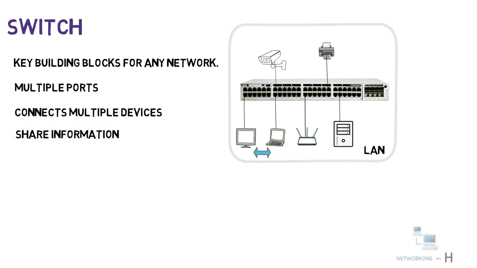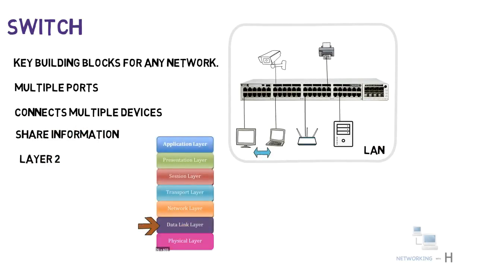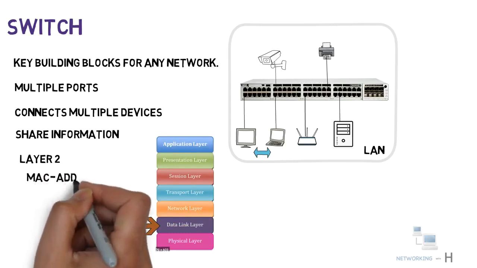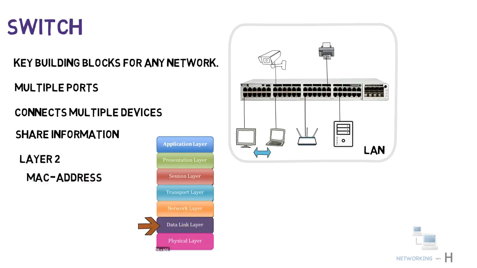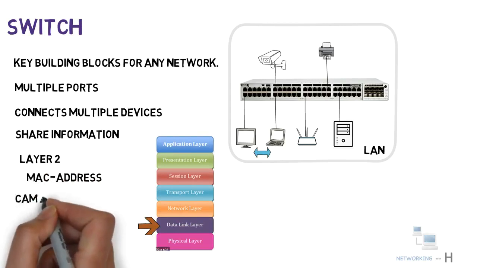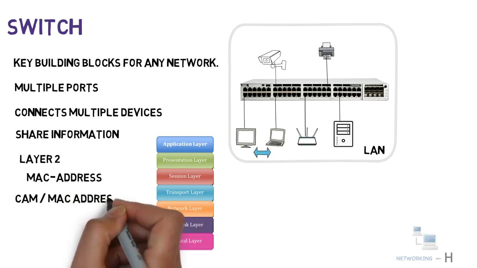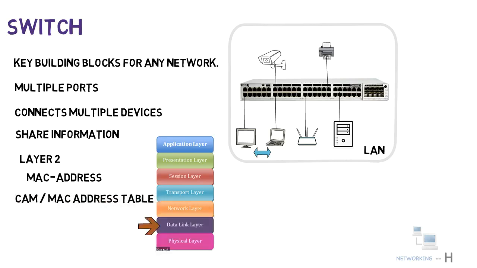It is called a layer 2 device because it works on layer 2 of the OSI model and it uses MAC addresses in order to share data from one end to the other end. It learns the physical addresses of the devices that are connected to it and stores the physical address, called the MAC address, in its MAC table or CAM table. Unlike a hub, a switch is an intelligent device.